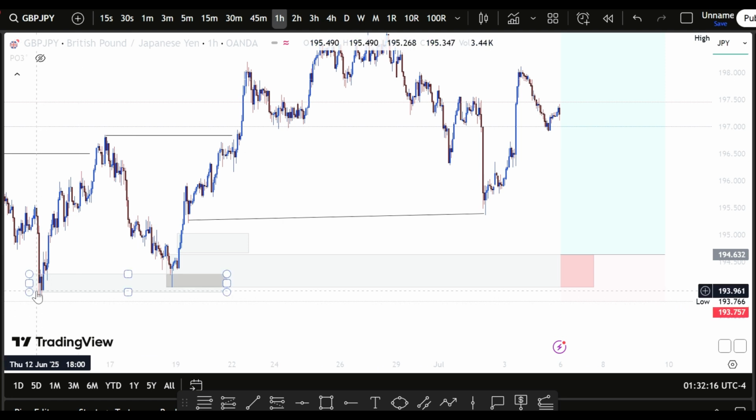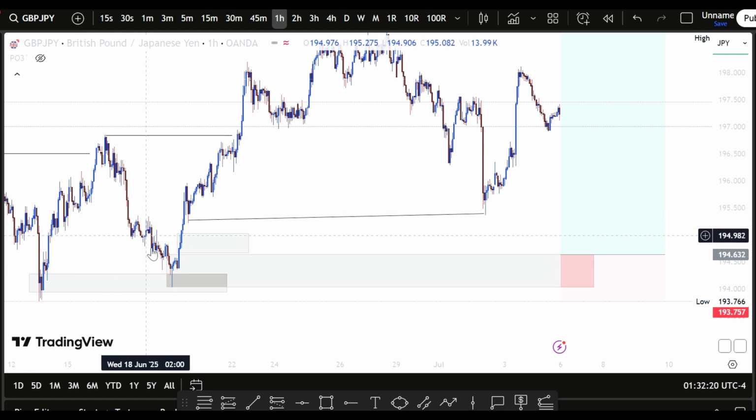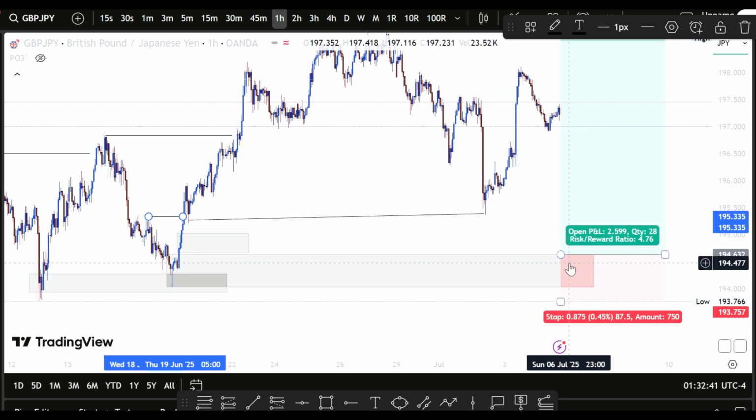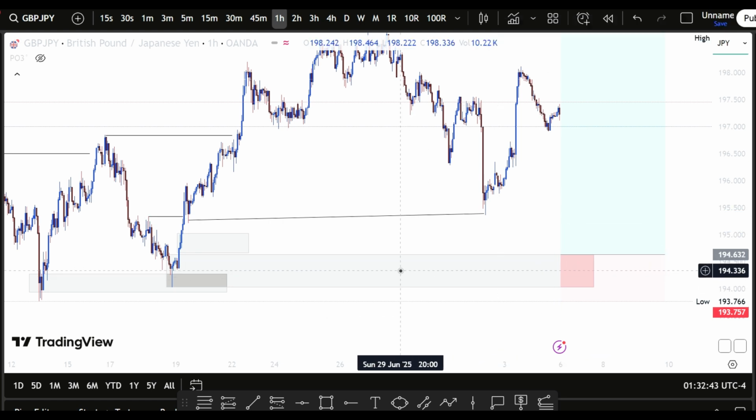Now you see there's another block around here. There's a demand zone around here. Price came in, tapped into it, and made this impulsive move to the upside. You can see it also broke internal structures right here. The price came here, created liquidity, and moved up, pushed up, broke structure. So this is a high probability trade setup for the week.